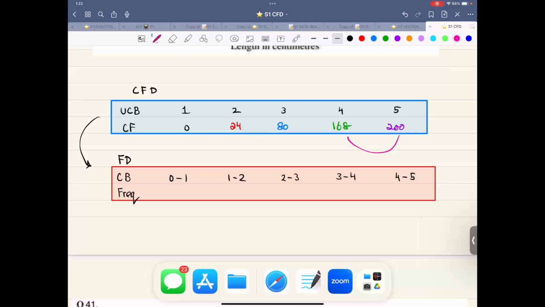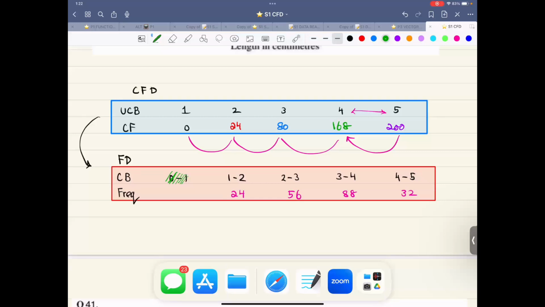So let's go this way. Between 200 and 168, that is between 4 and 5, what is the difference? That is 32. Between 168 and 80, what is the difference? That is 88. Between 80 and 24, what is the difference? That is 56. And between 24 and 0, what is the difference? That is 24. That means I don't need the data.